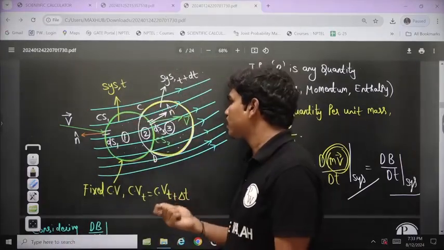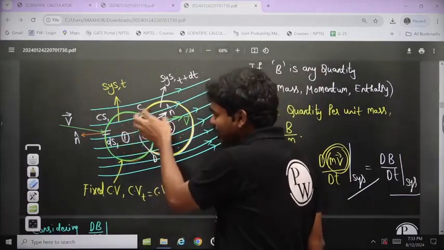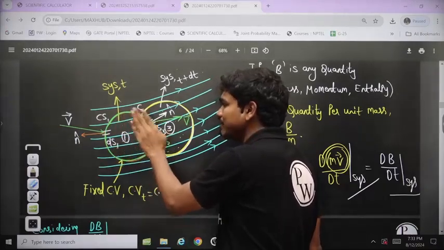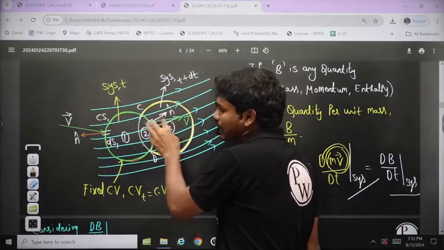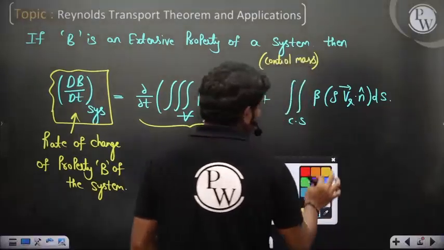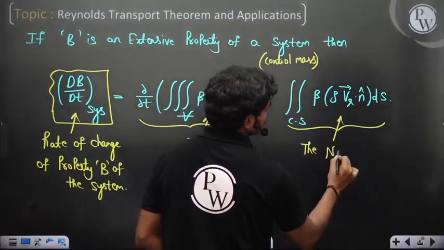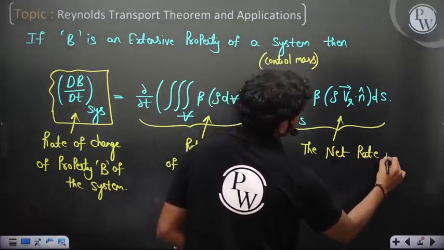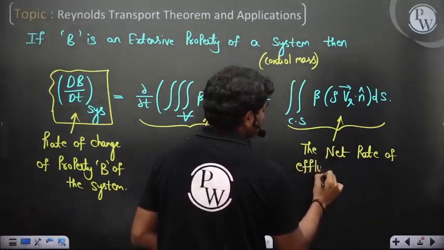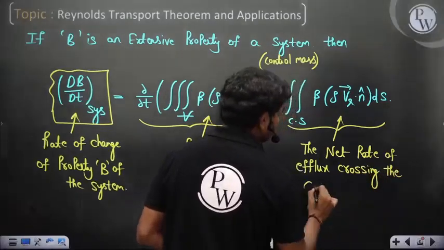So when the momentum of the particles gets changed, first of all, because of particles leaving this control volume and new particles entering, there is some change of quantity in this control volume. At the same time, there is also change in quantity of these particles because of the flow. These two are connected by RTT, the Reynolds transport theorem, and this is basically the net rate of efflux crossing the control surface.